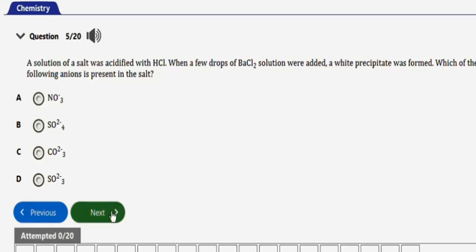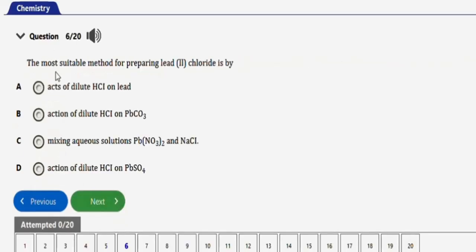Next question will be this one. It says the most suitable method for preparing lead(II) chloride is by: action of dilute hydrochloric acid on lead, action of dilute HCl on lead carbonate, mixing aqueous solutions of lead nitrate and sodium chloride, action of dilute HCl on lead(II) sulfate. So guys, the right option to this question will be option C, mixing aqueous solutions of lead nitrate and sodium chloride. Okay, so that's the right option.